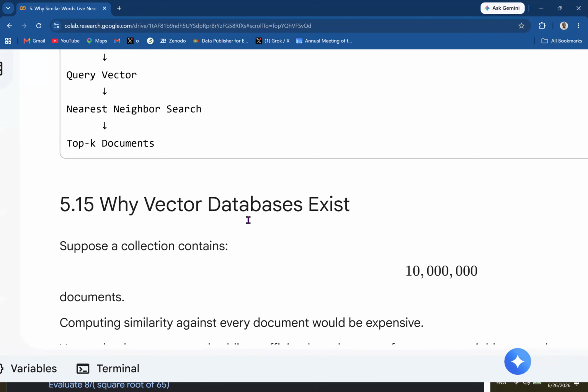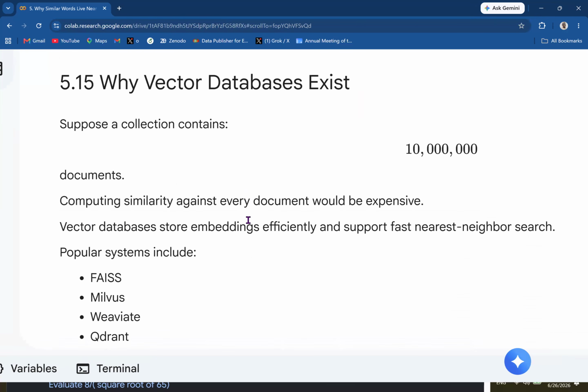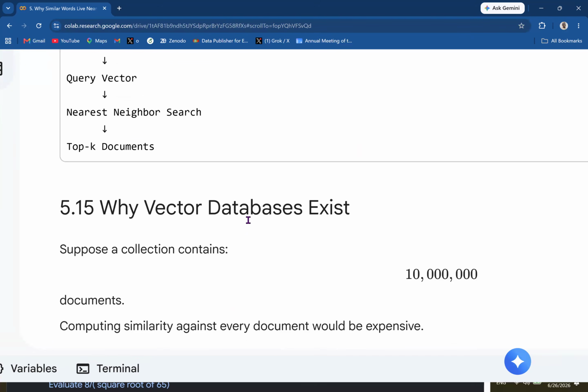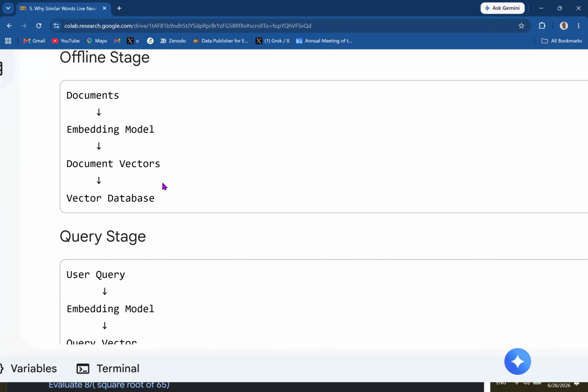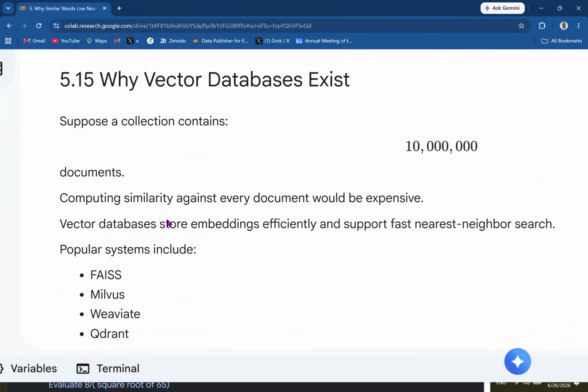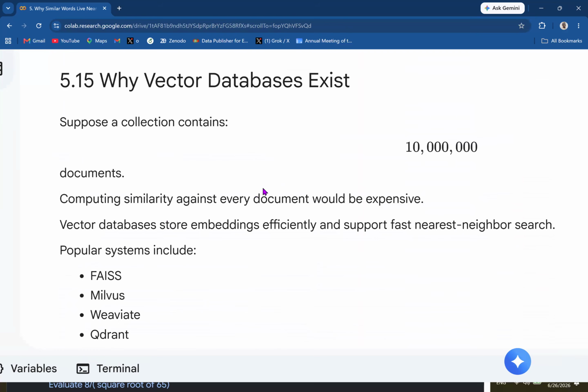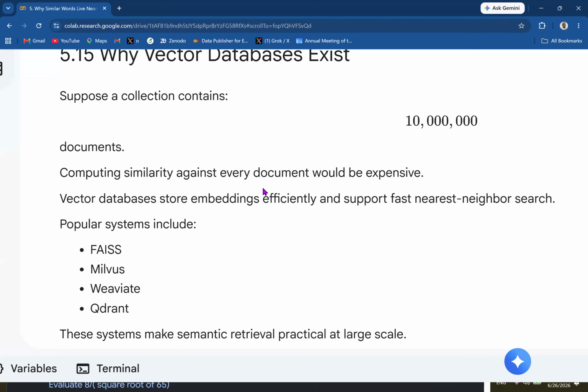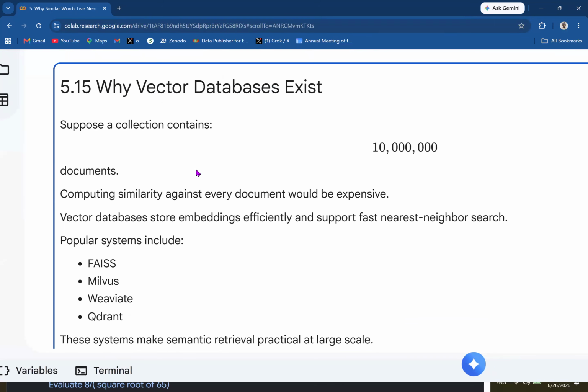Now the question is why vector databases exist. You see vector databases somewhere around here. So why do they exist? Suppose you have a collection containing 10 million documents. Computing similarity against every document would be expensive for sure.